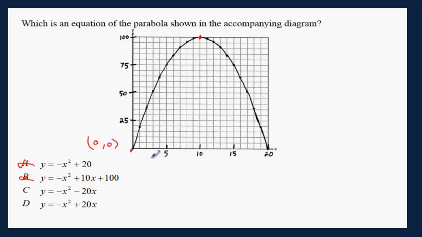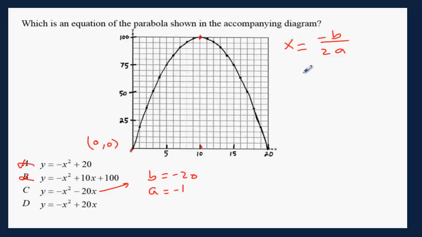Another way to find the best choice here: we can see the axis of symmetry in this one here equals 10. And we know the formula for the axis of symmetry is negative b over 2a. Let's do this one here. The b in this case equals negative 20. The b is the coefficient of the x, and the a equals negative 1.